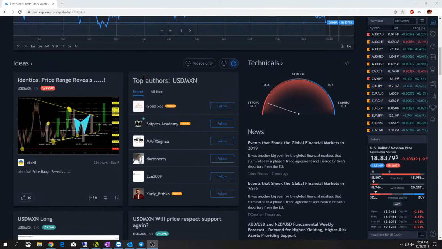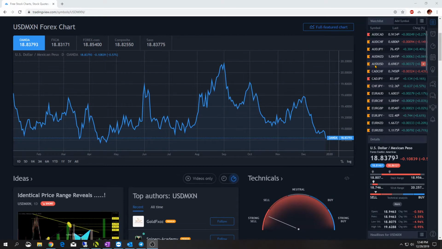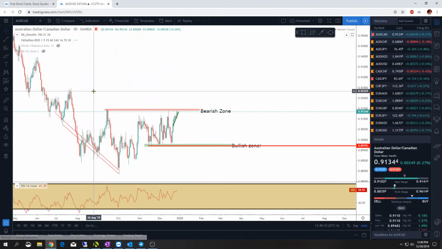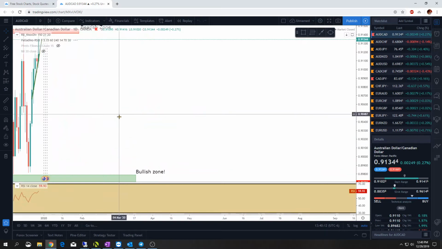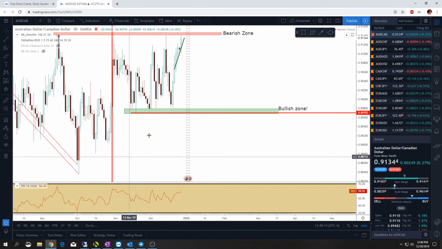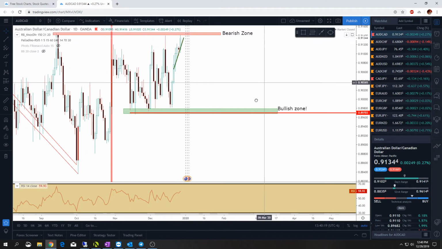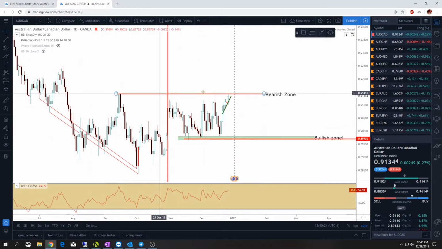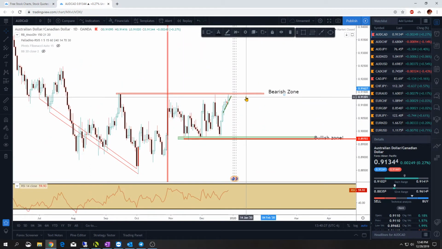Let's jump into the charts and see what we got cooking this week. So let's start with the Canadian pairs or the Australian pairs. All right, so let's see what price did last week. We are here on the daily, and I can see price shot up into, let me zoom in here, there we go. Price shot up into this bearish zone we have plotted and almost instantly started to retract.